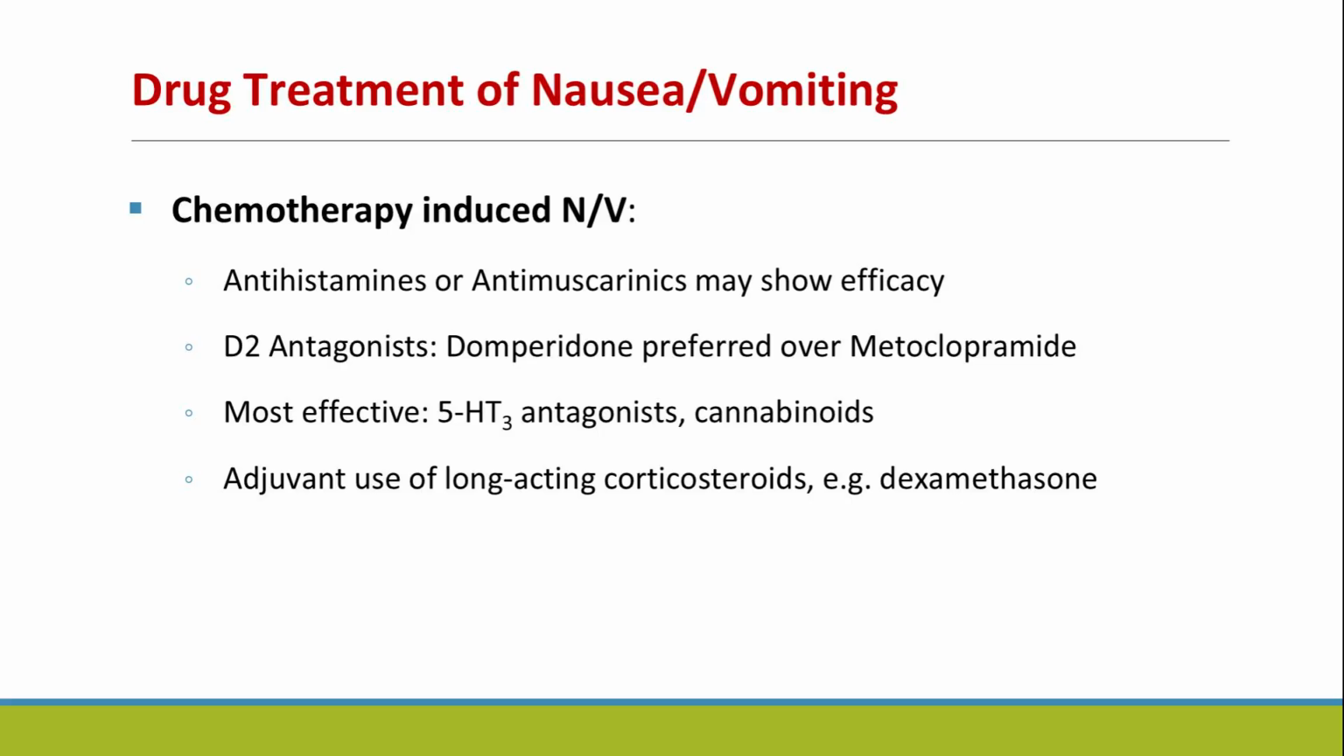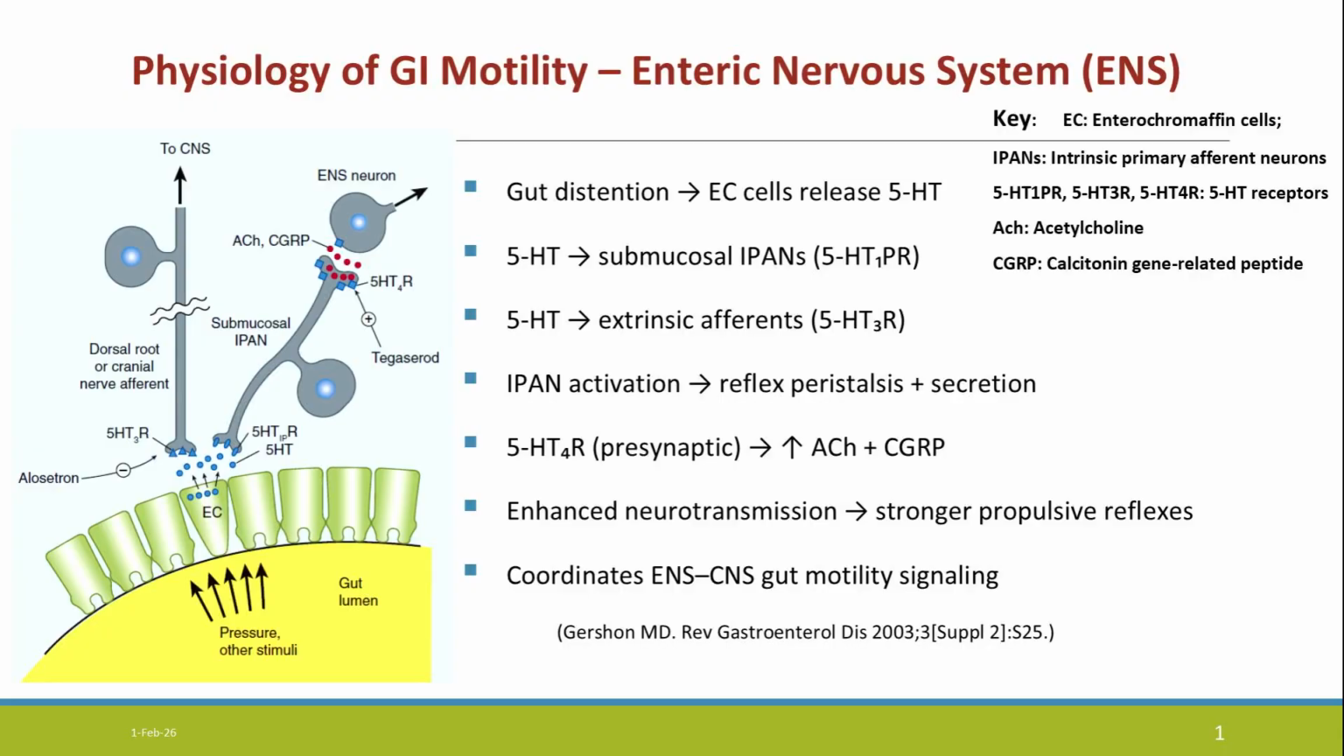Now we will talk about the drugs which control forward motility of the gastrointestinal tract. Such drugs are called prokinetics. The enteric nervous system regulates peristalsis using serotonin-mediated signaling. 5-HT4 stimulation enhances acetylcholine release, increasing motility. Understanding this physiology explains how prokinetics work.